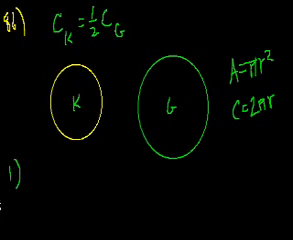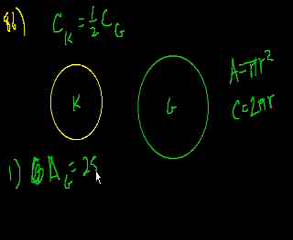So statement number 1 says the area of G is equal to 25 pi square meters. So let me write it. Area of G is equal to 25 pi. So immediately you should say, hey, if I know the area of G, I can figure out the radius of G. And if I know the radius of G, I can figure out the circumference of G. If I know the circumference of G, I can figure out the circumference of K. If I know the circumference of K, I can figure out the radius of K. And if I know the radius of K, I know the area of K. And you shouldn't have to calculate any of that. So this is enough. This is sufficient.